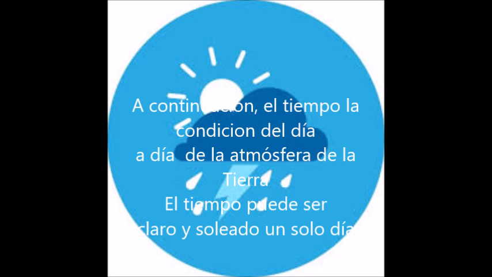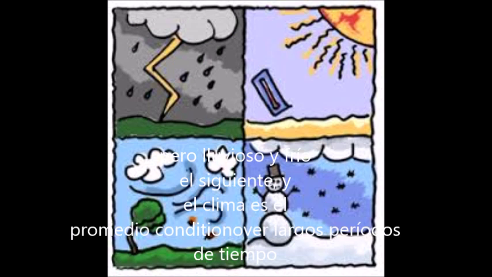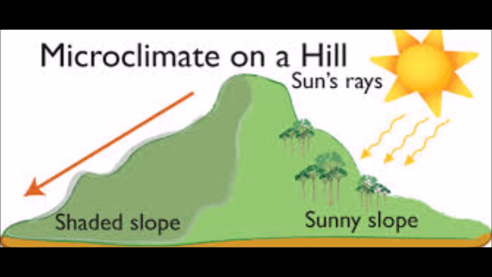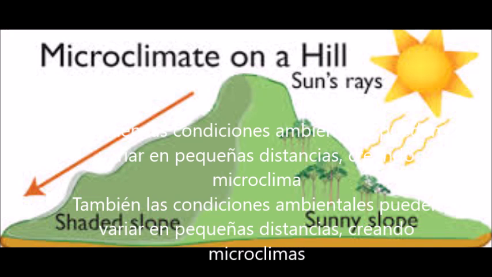Then, weather is the day-to-day condition of Earth's atmosphere. Weather where you live may be clear and sunny one day but rainy and cold the next. Climate, on the other hand, refers to the average condition over long periods of time. Also, environmental conditions can vary over small distances, creating microclimates.